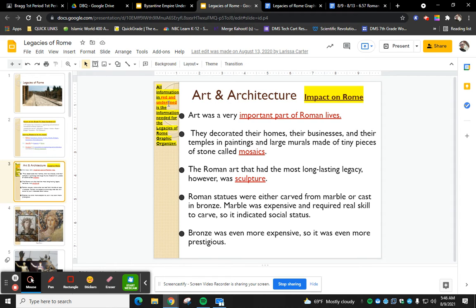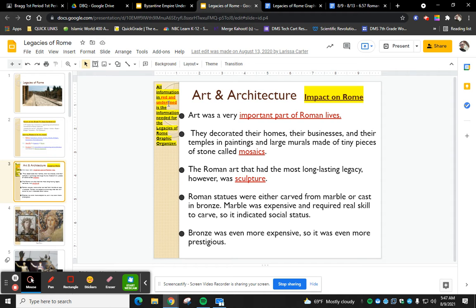Art was a very important part of Roman lives. They decorated their homes, their businesses, and their temples in paintings and large murals made by tiny pieces of stone called mosaics. We see mosaics nowadays mostly made of stained glass, things like that. You can see those type of tables at thrift stores, Lowe's, Home Depot sometimes. The Roman art that had the most long-lasting legacy, however, was sculpture.